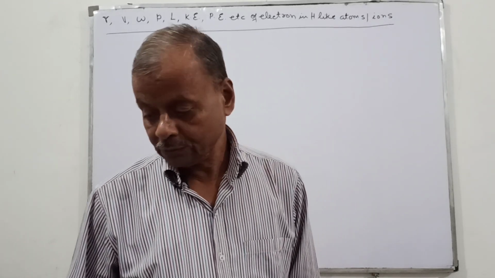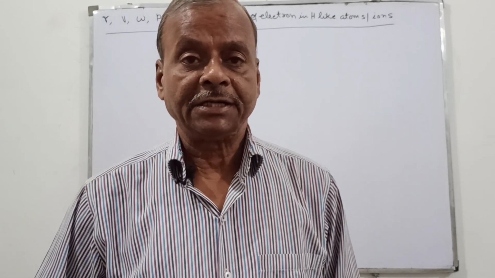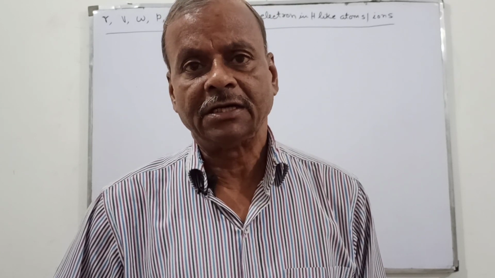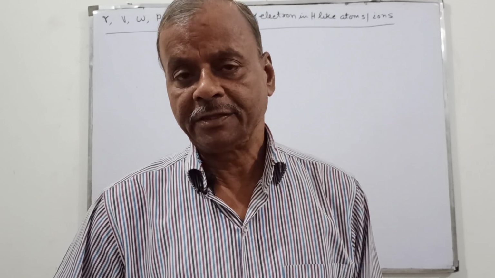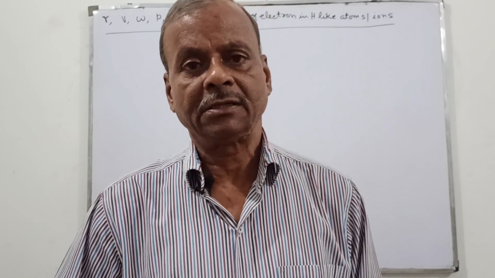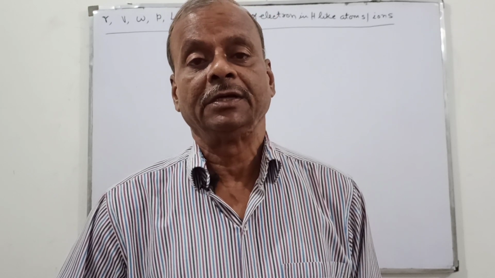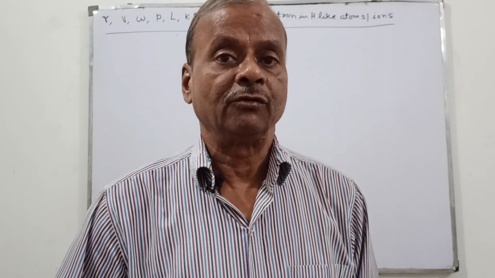Today I will tell you the formulas related to the moving electron in hydrogen-like atoms or ions. These physical quantities are the radius of the orbit, linear velocity, angular velocity, linear momentum, angular momentum, potential energy, kinetic energy, binding energy, and total energy. All these physical quantities are associated with the electron moving in the hydrogen-like atom or ions.